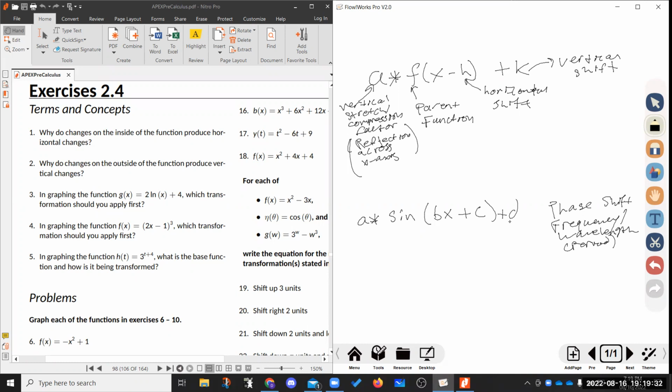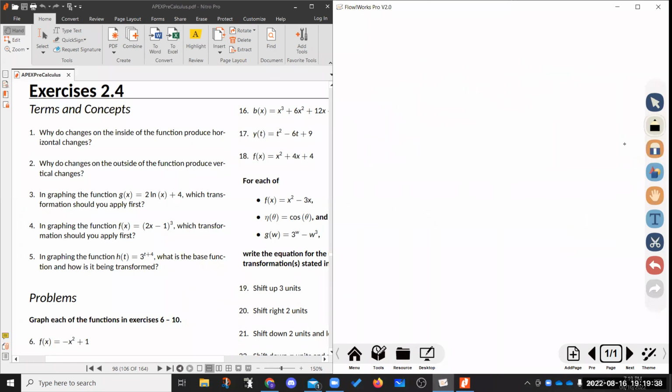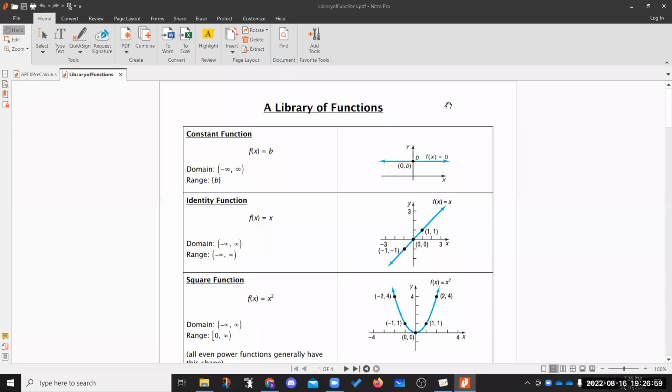So before we get started, you need to know your library of functions that we're going to be dealing with. So let me get a picture of a library of functions for you. Okay, so here's the library of functions. I just found a PDF of it online.